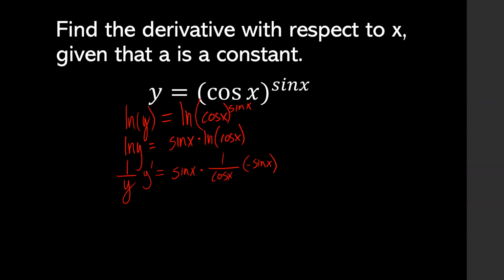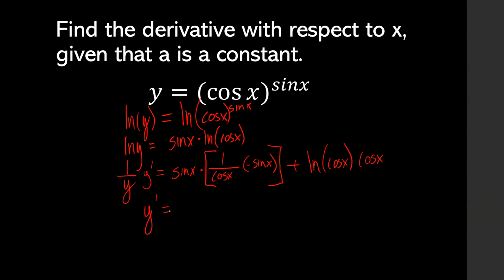Okay. Remember, we were actually doing the derivative of a product of two functions. Sine was the first function. This 1 over cosine times negative sine is the derivative of natural log of cosine of x. So first function times the derivative of the second function plus the second function times the derivative of the first. The derivative of sine of x is cosine of x. All right, one last thing.